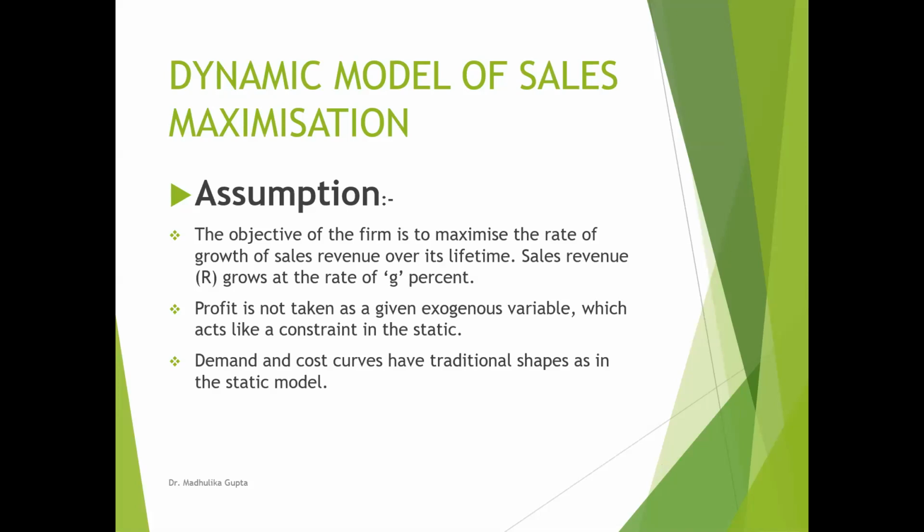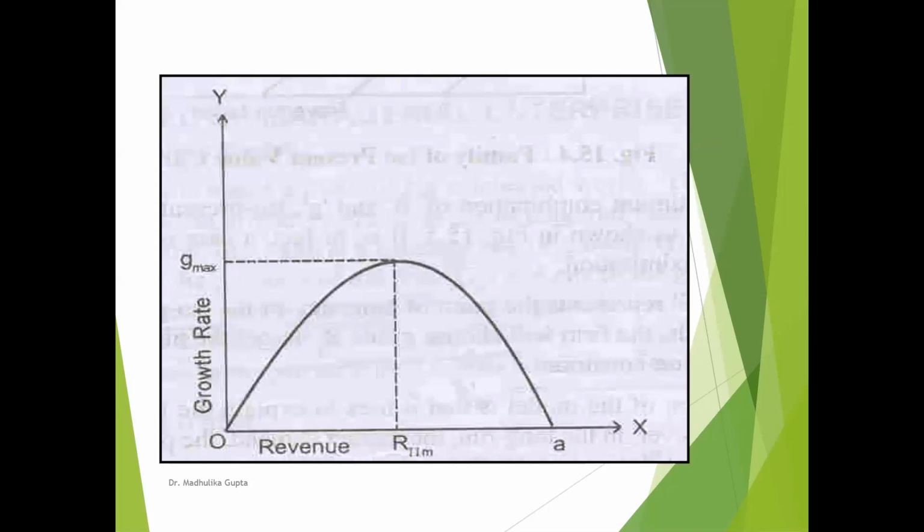Profit is not taken as a given exogenous variable which acts like a constraint in the static model. Demand and cost curves have traditional shapes as in the static model. So these are a few of the assumptions of the dynamic model. This is the graph. As we've seen, sales revenue R grows at the rate of G%.